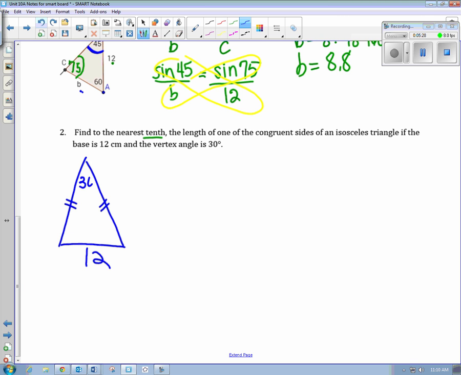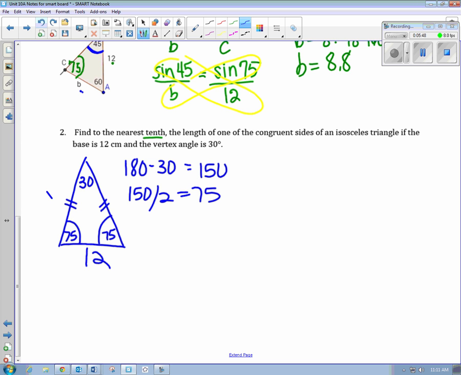So if we use 30 here, these two base angles have to be equal, so 180 minus 30 gives me 150. Split evenly, 150 divided by 2 will give me 75. So these two angles are both 75. I am asked to find one of the two congruent sides. It doesn't matter which one, they're exactly the same.